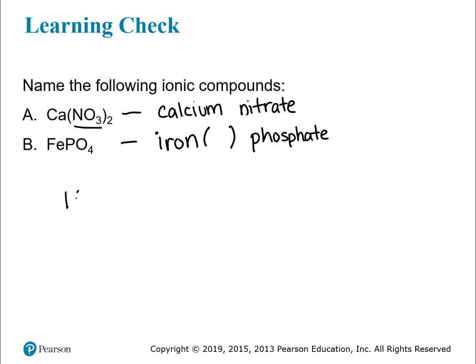I've got one iron atom, and I've got one phosphate ion. The charge on that phosphate is 3-. And I know that this has to equal 0.